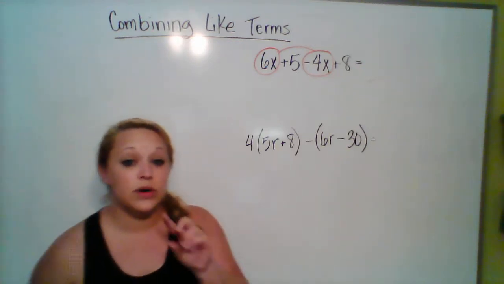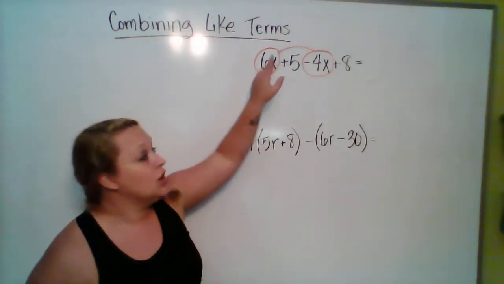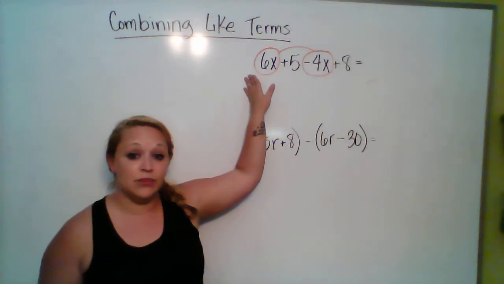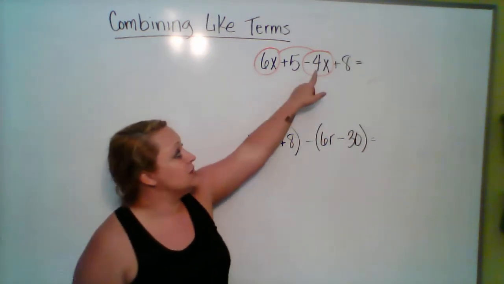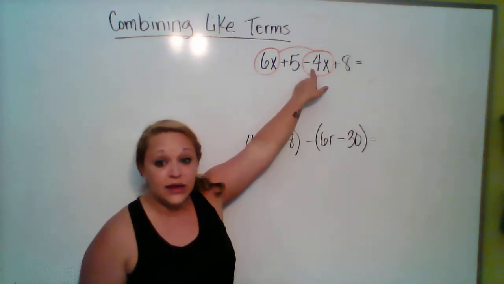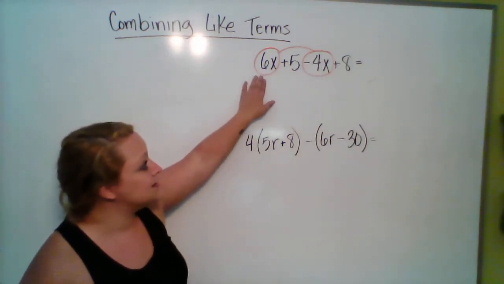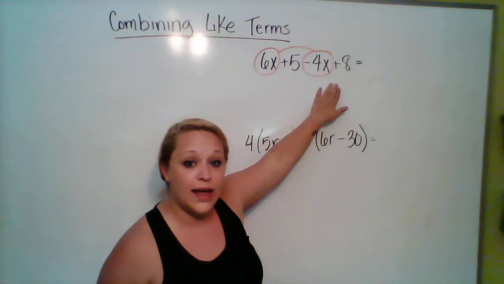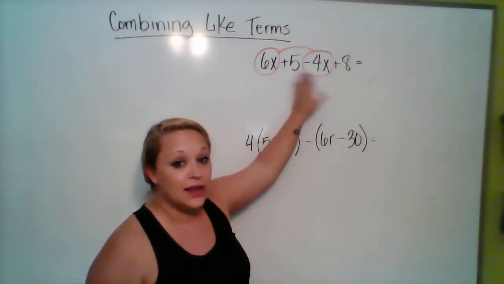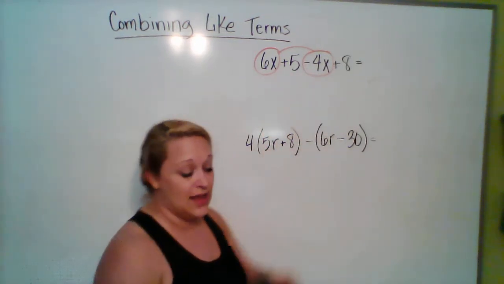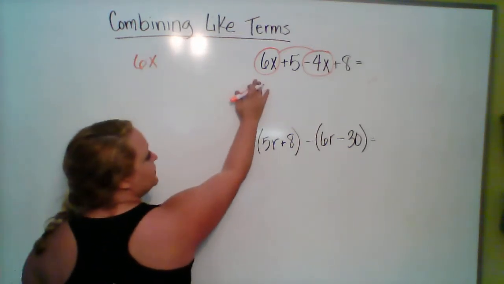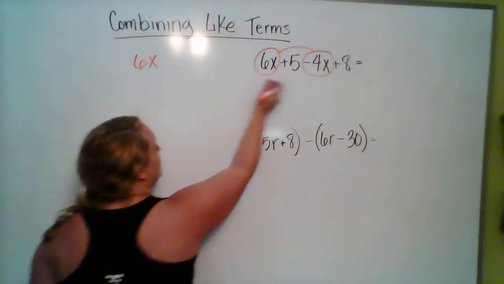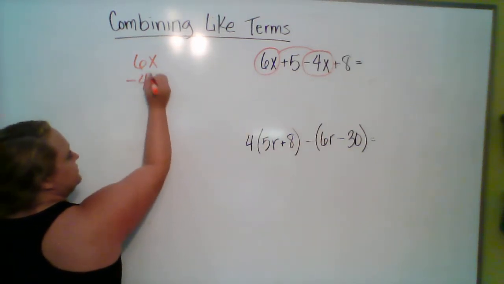Now here's where it's super important to pay attention. Whenever you have a number, the symbol in front of it is its actual symbol. So it's not a 4, it's a negative 4. So I can combine the 6x minus the 4x because they are both x's. They cannot be combined with the 5 and the 8. So I'm going to come off to the side and say 6x, because it's first, I'm going to write it first, minus 4x.